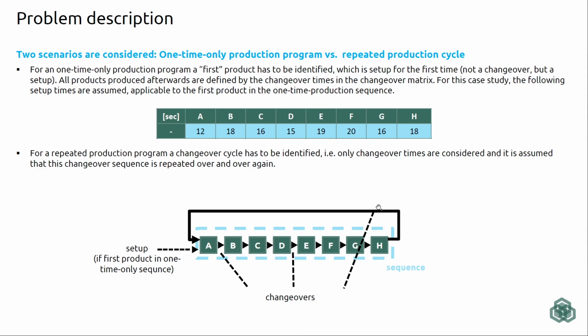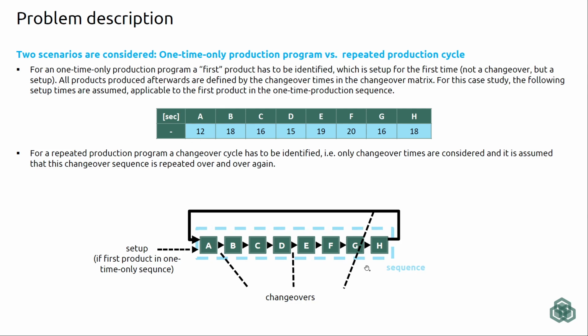In this case, you simply assume that the sequence of products is produced over and over again. And once you reach the last product in the sequence, you start a new sequence and change over to the first product in the sequence again. So this is what I showed here in this illustration. That is just for illustration purposes.